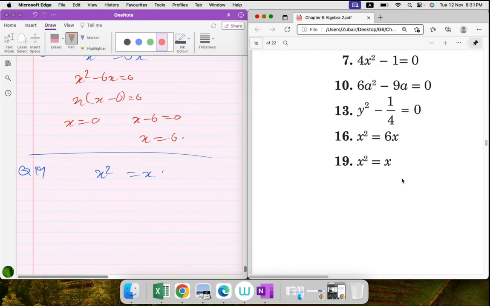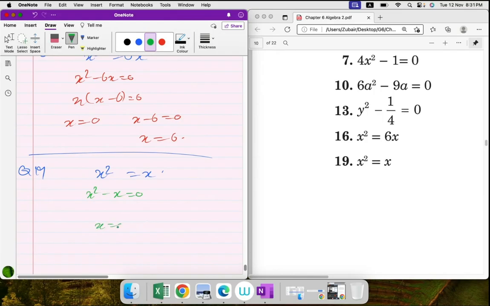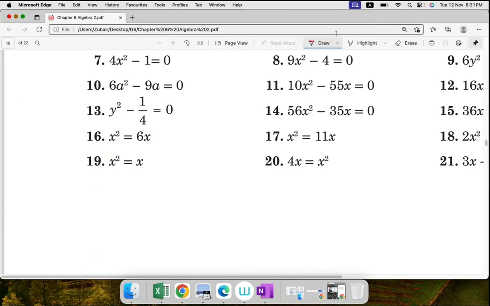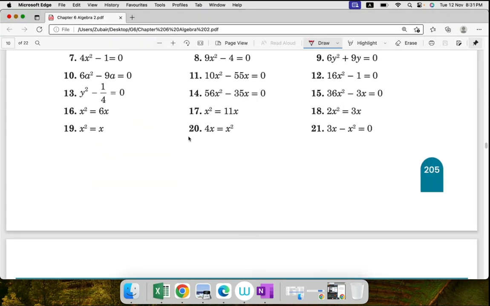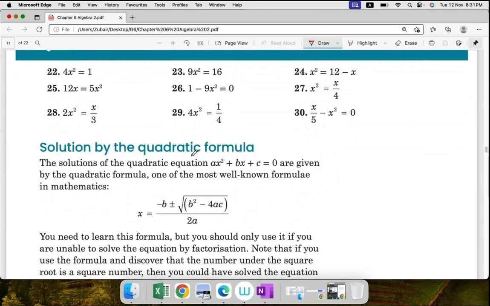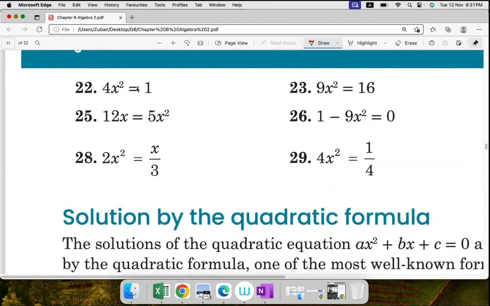Zero and 1. That's correct. Yes, sir, I got 0 and 1 also. I'm doing these three as well. So this is x square equals 1 by 4, then square root both sides. So x is equal to plus minus 1 by 2.